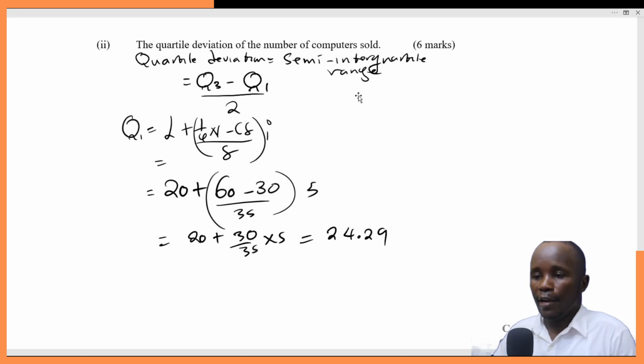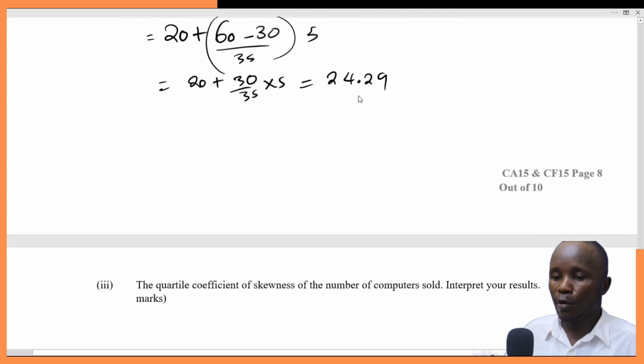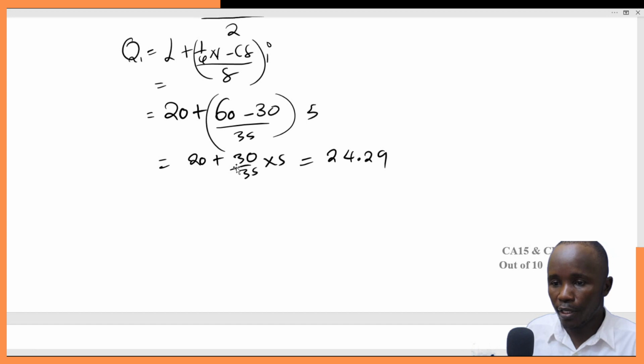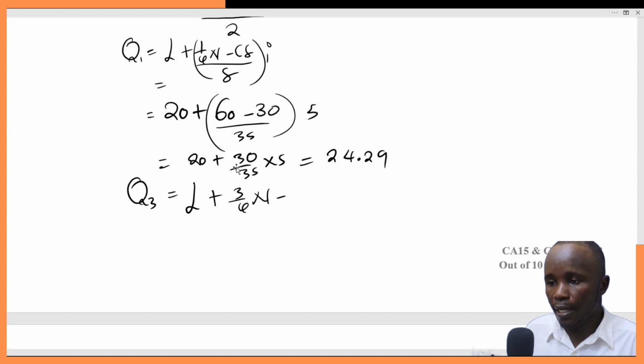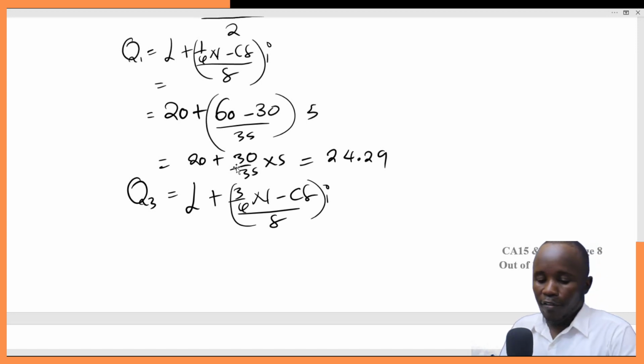Then I need to look for Q1. Now I've already looked for Q1. I need to look for Q3 now. That quartile is given as L plus 3 over 4 n minus Cf, divided by F, times i. 3 over 4 times 240. 3 divided by 4 times 240 gives me 180.